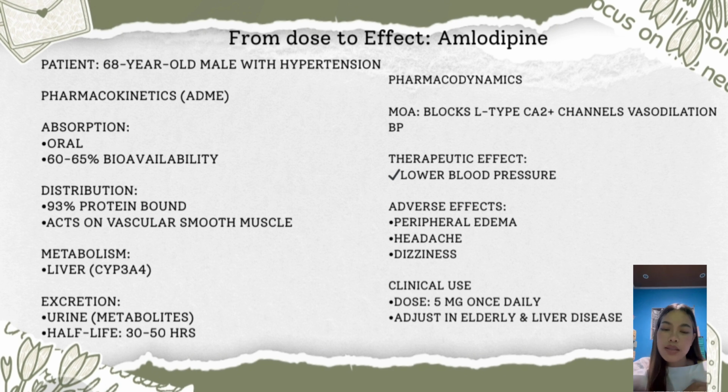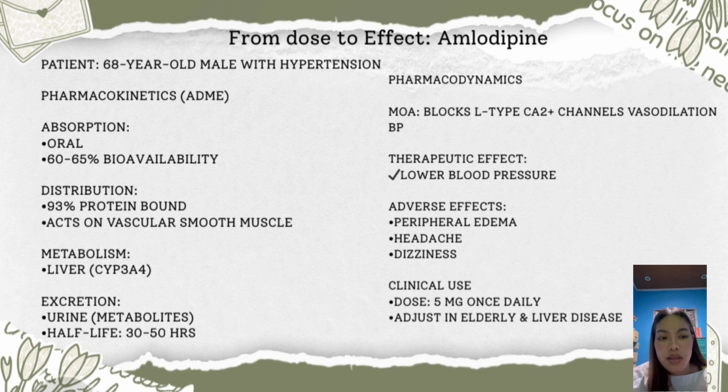So next, I will discuss the pharmacodynamics, starting with the mechanism of action. Amlodipine works by blocking the L-type calcium channels in vascular smooth muscle. Calcium is necessary for muscular contraction. By inhibiting calcium influx, amlodipine causes relaxation of arterial smooth muscle. This results in vasodilation, decreased peripheral vascular resistance, and ultimately reduced blood pressure.